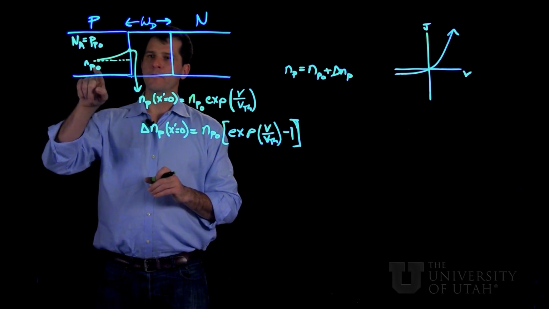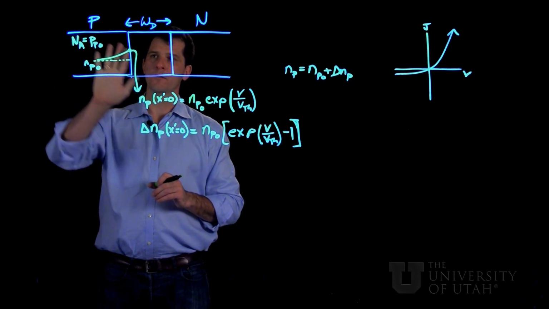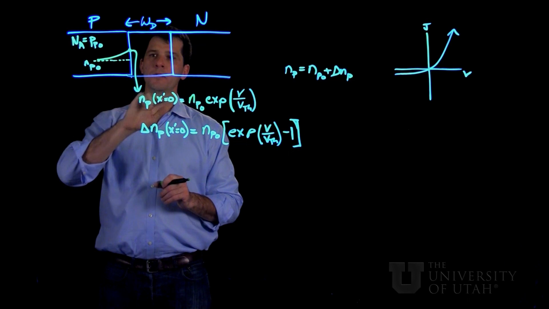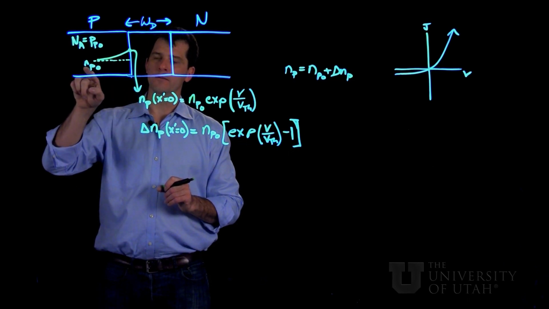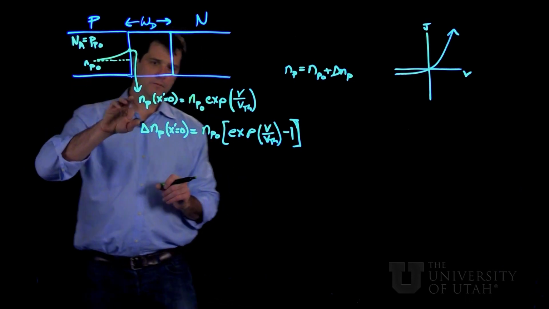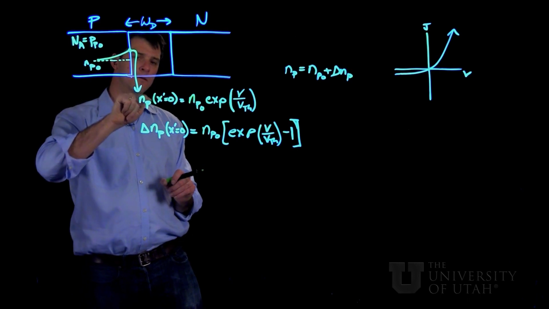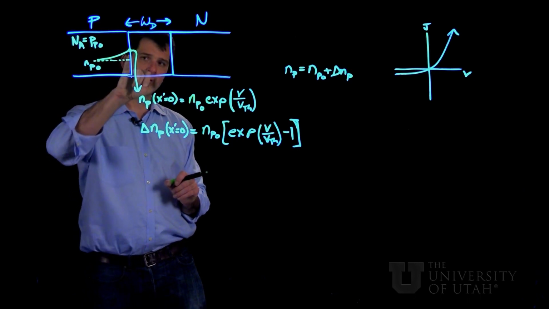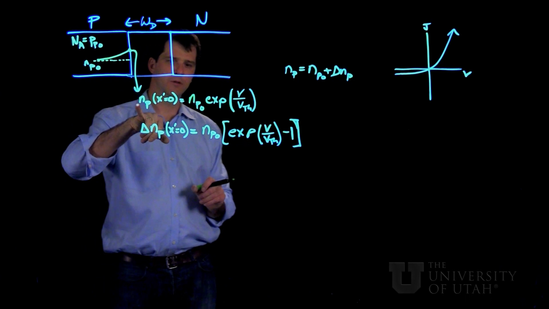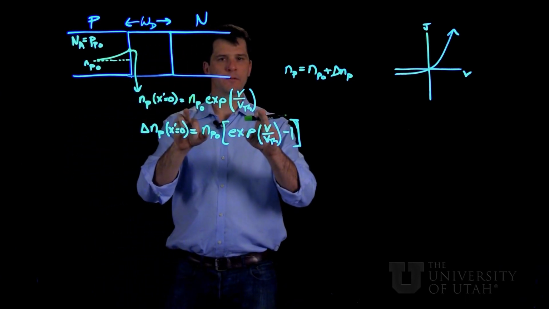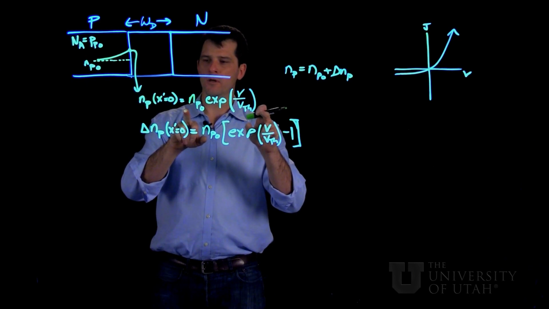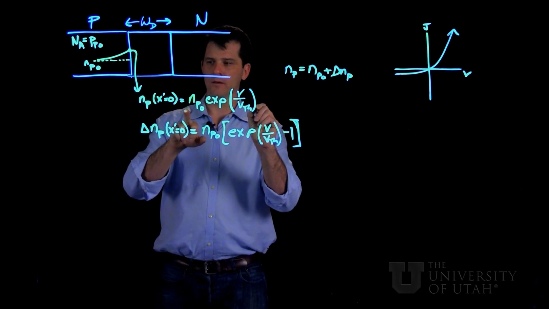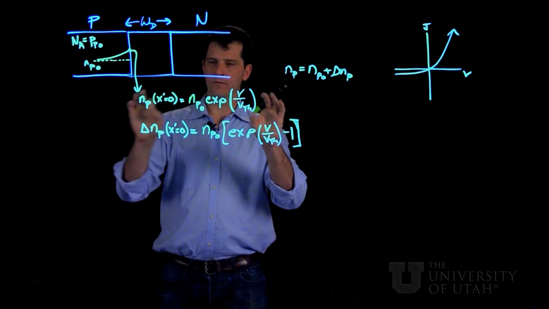So far away from the interface between the quasi-neutral region and the depletion width, the concentration of minority electrons on this side is np0 here. Now, we're injecting minority electrons. So at the edge of the depletion width, we have a voltage-dependent boundary condition where we're injecting this many carriers. And this is, remember, the total.